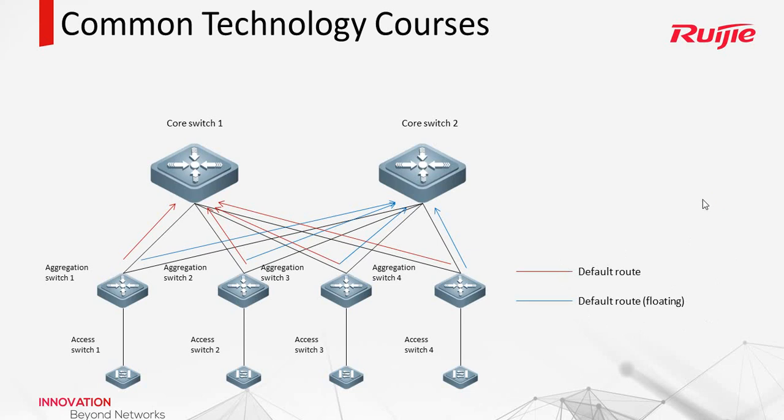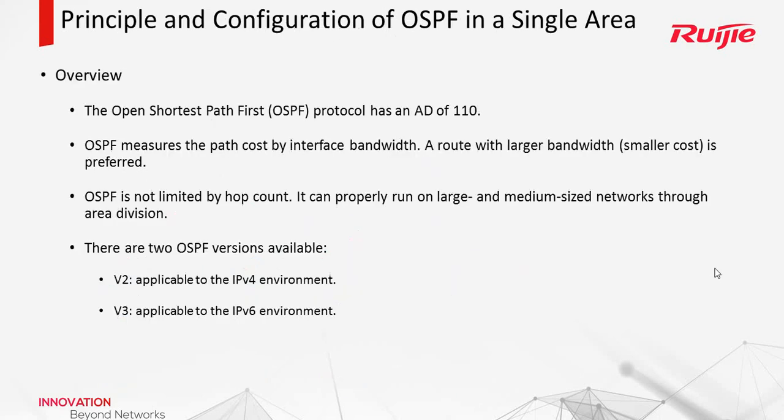Yeah, it's better, but if there are 100 aggregation switches, I think you don't want to configure them one by one. So today I will introduce you to a dynamic protocol: Open Shortest Path First protocol. The AD is 110. It measures the path cost by interface bandwidth, so the more bandwidth, the smaller the cost. This protocol can also run on a large or medium-sized network. It has two versions, version 2 and version 3.